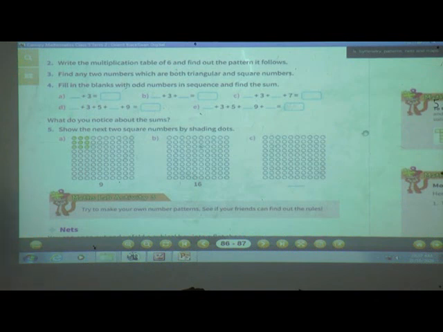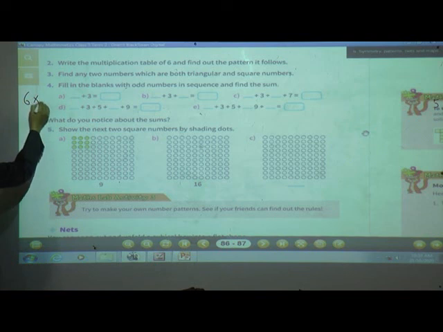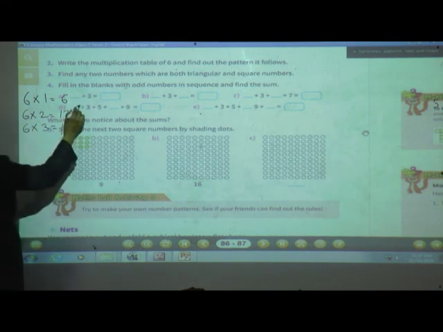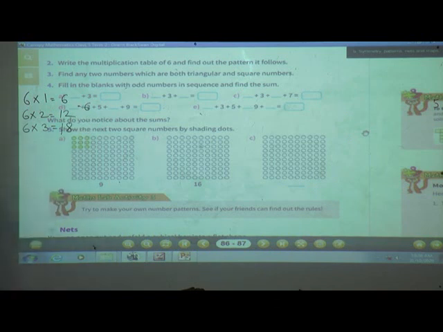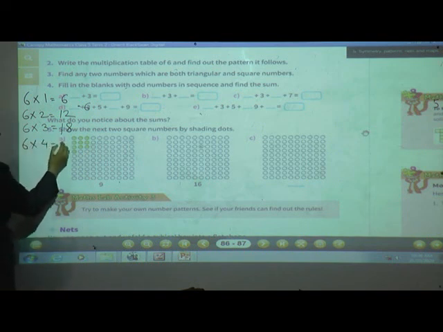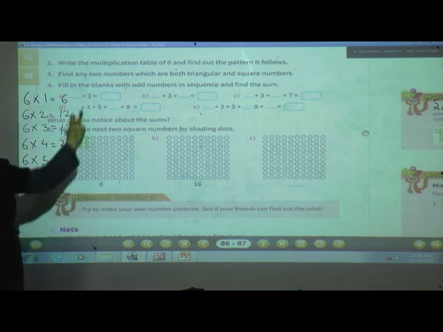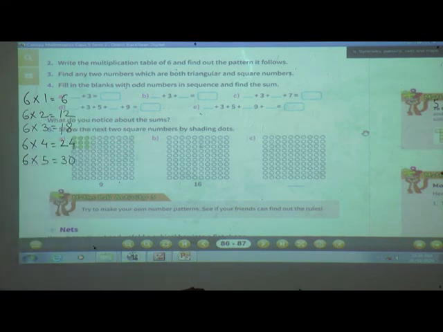That means you can write table of 6 like this. That means the difference between these numbers is equal to 6. That means it follows the difference pattern. Okay. Now you can write till 10 also like this. So you can observe the difference between these numbers is equal to 6.